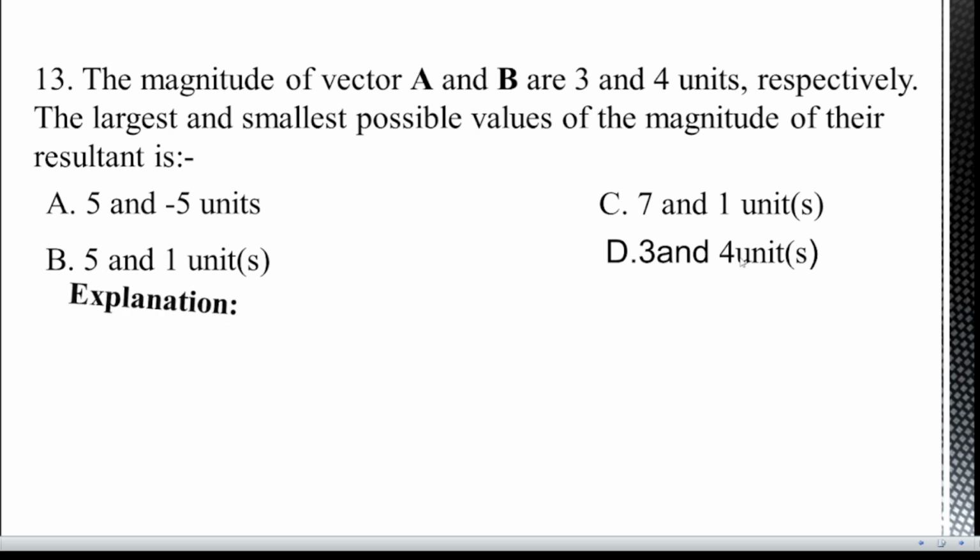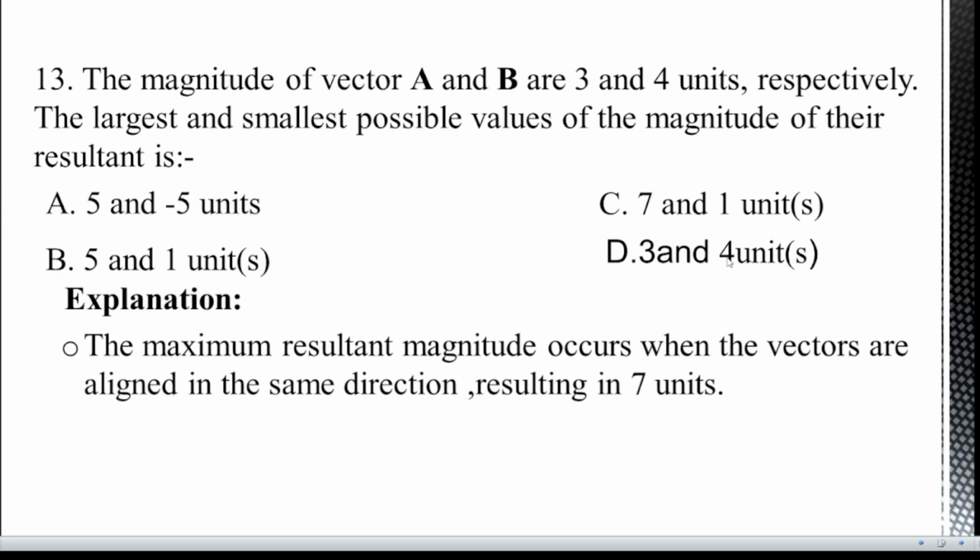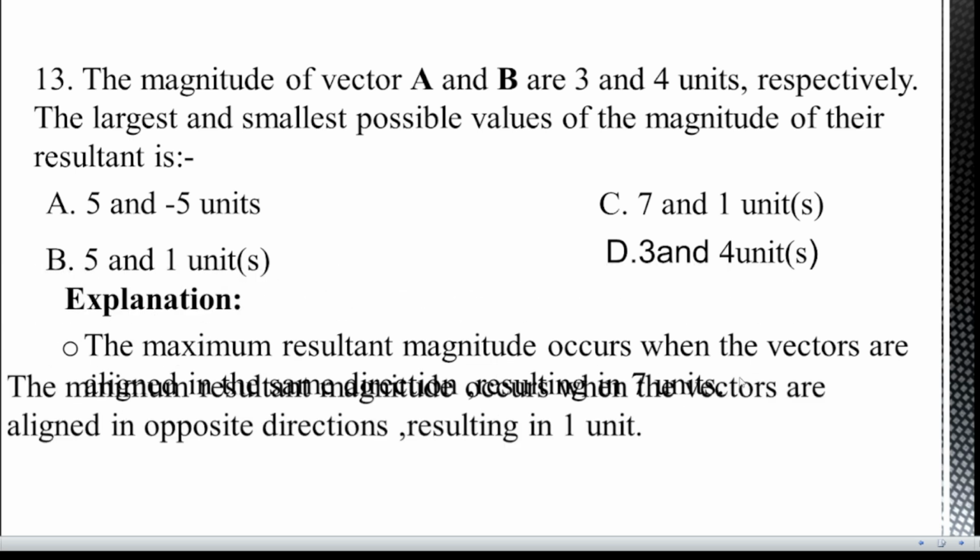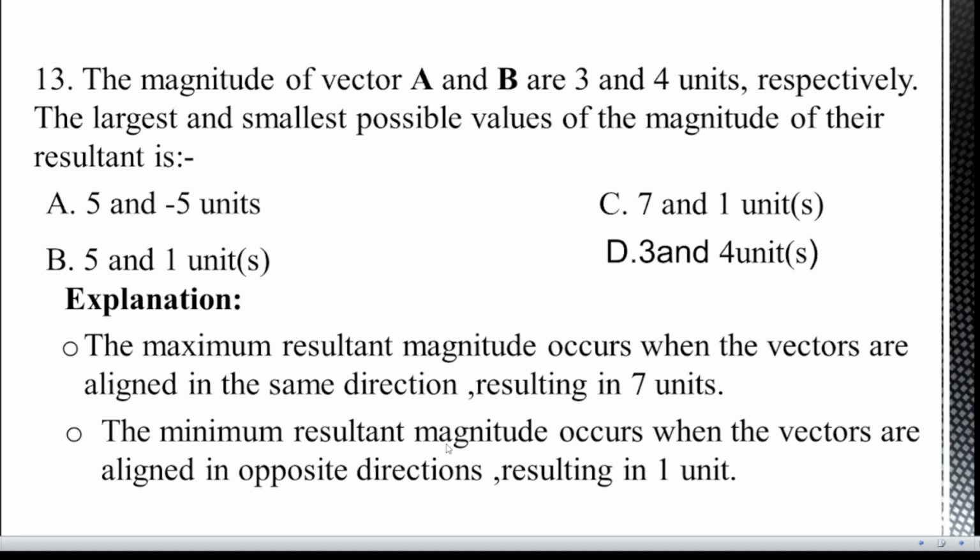So the answer is C. Explanation: the maximum resultant magnitude occurs when the vectors are aligned in the same direction, resulting in 7 units, and the minimum resultant magnitude occurs when the vectors are aligned in opposite directions, resulting in 1 unit. And our answer is definitely C.